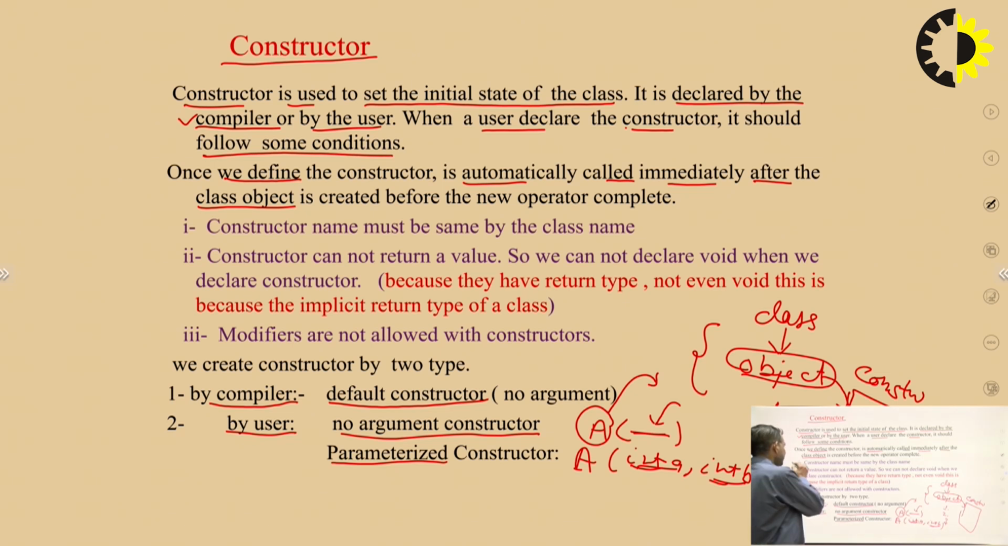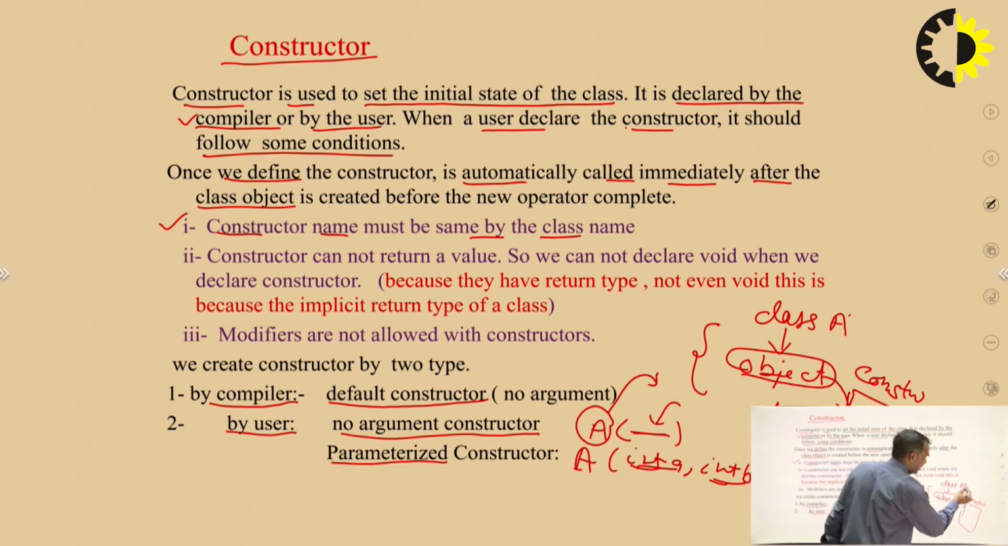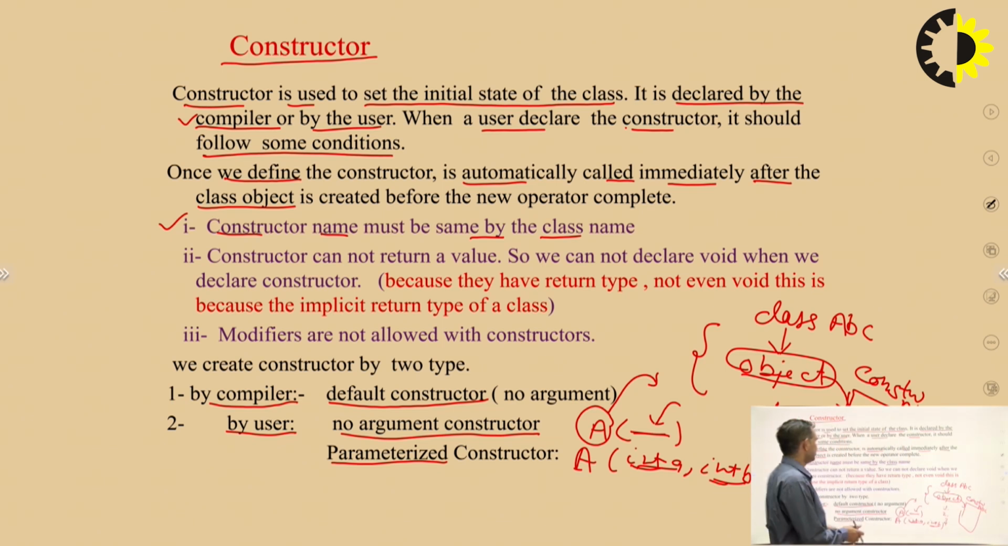ओके, फर्स्ट थिंग, कंस्ट्रक्टर नेम मस्ट बी सेम एज द क्लास नेम. मीन्स अगर मैंने क्लास का नेम डिक्लेयर किया ABC, तो मेरे कंस्ट्रक्टर का नेम भी ABC होना चाहिए. अगर यूजर डिक्लेयर करता है तो कंस्ट्रक्टर नेम मस्ट बी सेम एज द क्लास नेम. अगर यूजर डिक्लेयर नहीं करता, तो बाय डिफॉल्ट जब कंपाइलर कंस्ट्रक्टर को कॉल करता है, तो कंस्ट्रक्टर नेम मस्ट बी एज द क्लास नेम. So this is the first condition, constructor name must be as the class name.